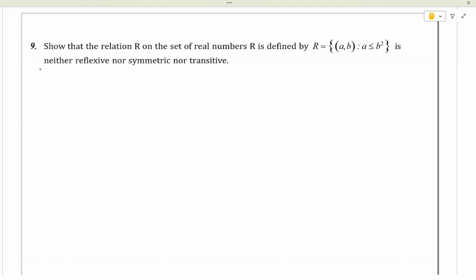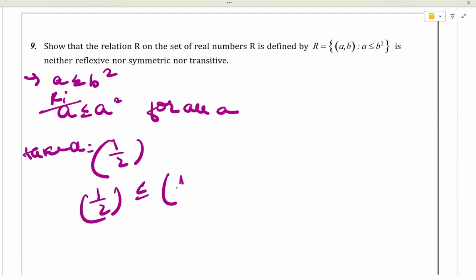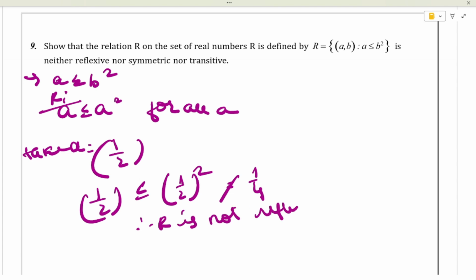Next, the same way you have to do for a is less than or equal to b square. For reflexive, you consider a is less than or equal to a square for all a. Let's consider some random example, 1 by 2. To disprove, 1 by 2 is less than or equal to (1 by 2) whole square, which will be equal to 1 by 4. 1 by 2 is not less than or equal to 1 by 4. So you can say it is not reflexive.